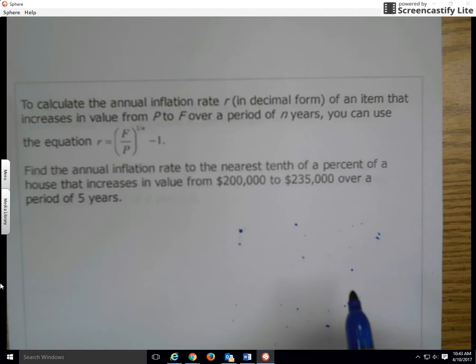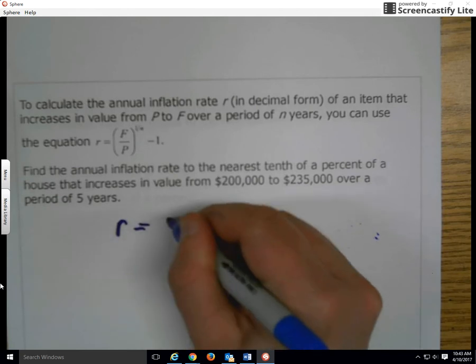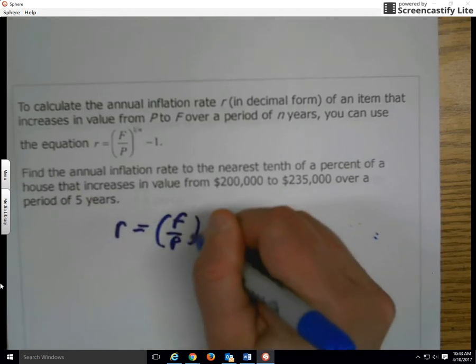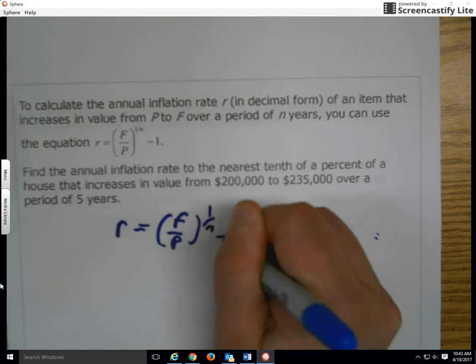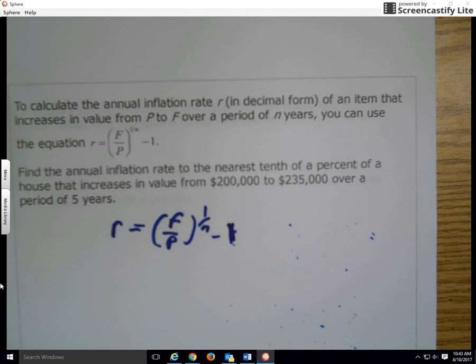A lot of information that we have to kind of soak in, right? But what did it give us? It told us that R equals F over P to the 1 over n, minus 1. It kind of gives us this formula. So we just have to figure out what to put in where. So, now it started at 200,000. That would be the principal.